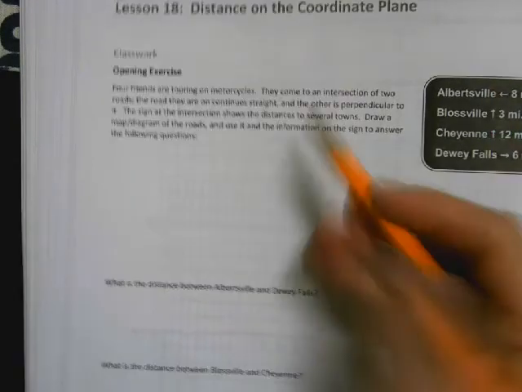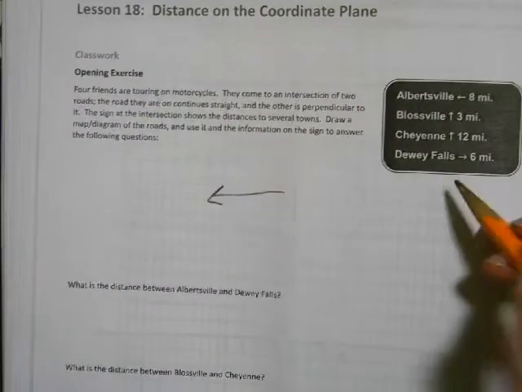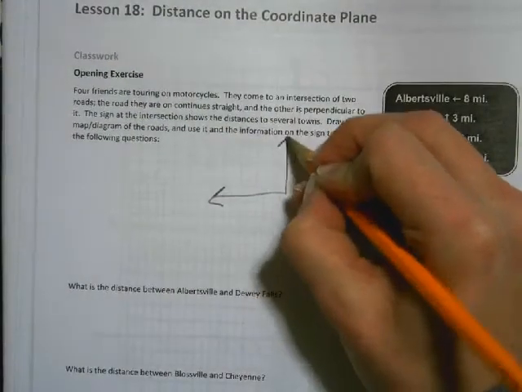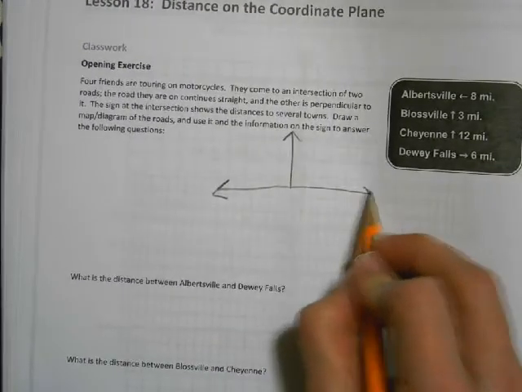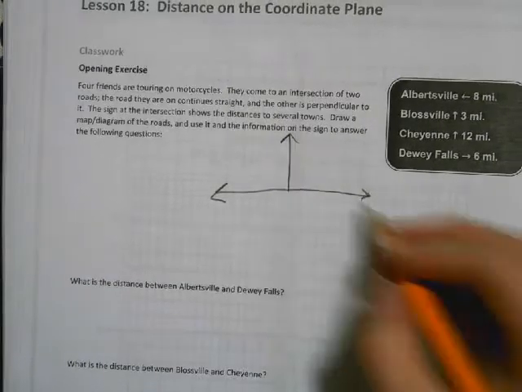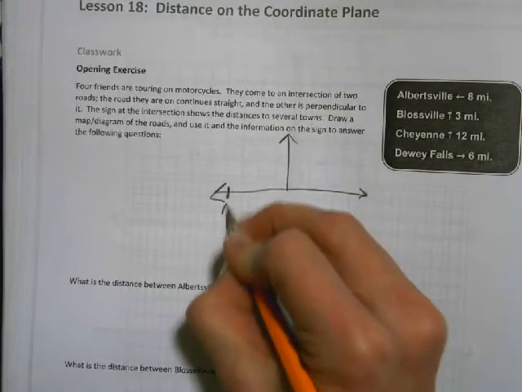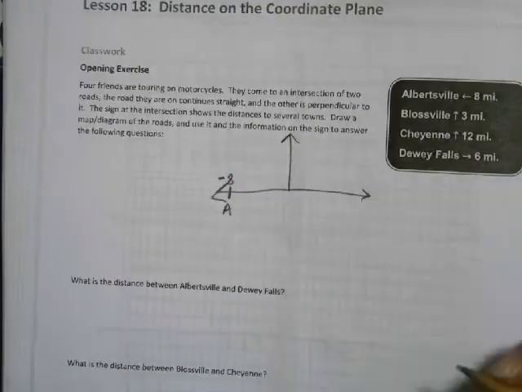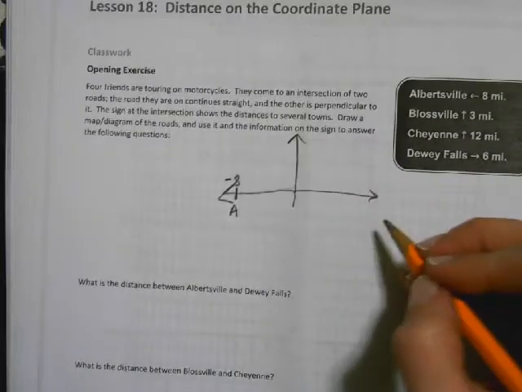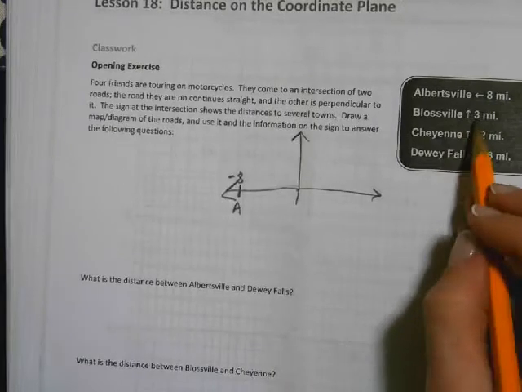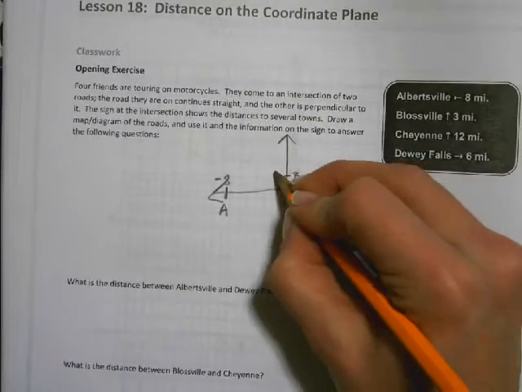So we have one that's going left. You can see the arrow. We have one that goes north. We have another one that goes north, and we have another one that goes east here. So we have Albertsville is 8 miles to the left. I'm going to put an A and a -8 because it's to the left, which would be negative. I have Blossville, which is 3 miles north, which would probably be about right here. And that's a positive because it's north.